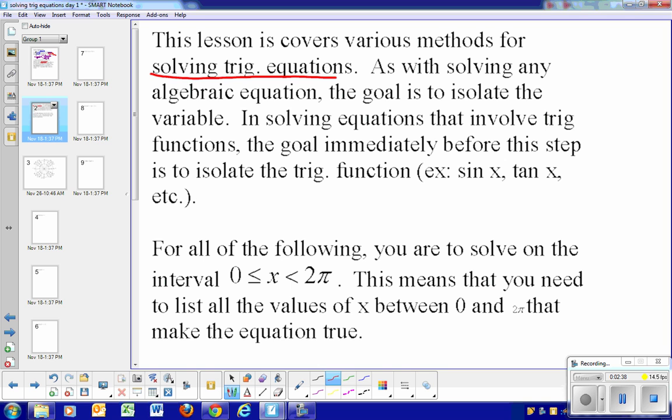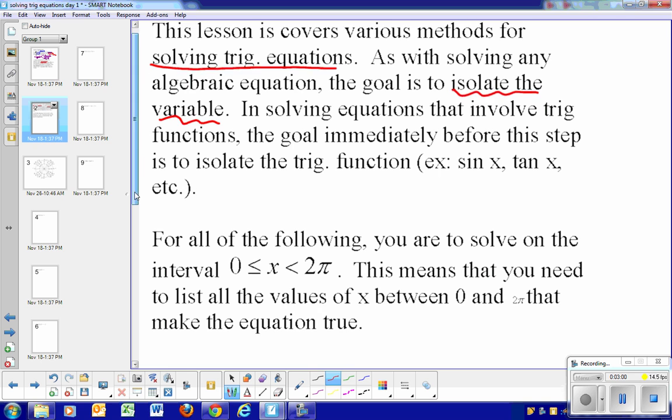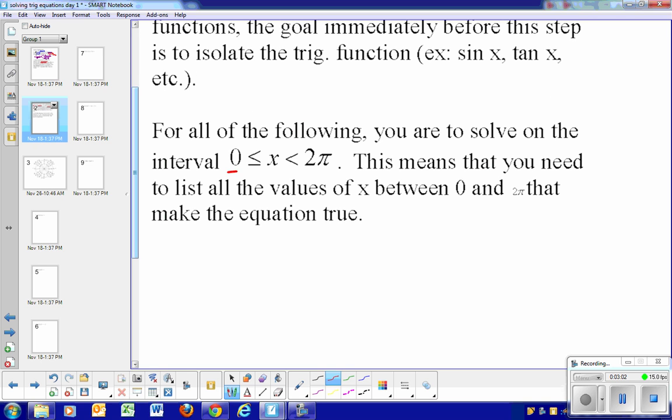Anytime we're solving an equation, the goal is to isolate the variable. So that will be what we're always trying to do. We're trying to get the variable alone. In solving equations that involve trig functions, the step right before having x by itself will be to have a trig function of x or a trig function of theta by itself. For all of the problems we're going to do, we're just going to solve on the interval from 0 to 2 pi. So you might realize as we're working that there are going to be an infinite number of answers in some cases, but we just need to give the answers between 0 and 2 pi.